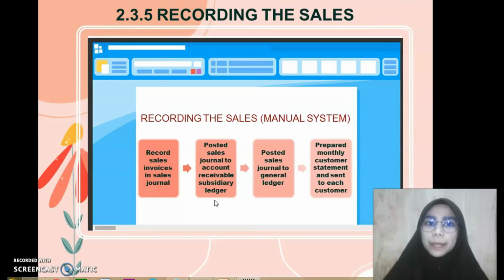The next step is we prepare the monthly customer statement and send it to each customer. This monthly customer statement serves as a notification of the current balance to the customer.